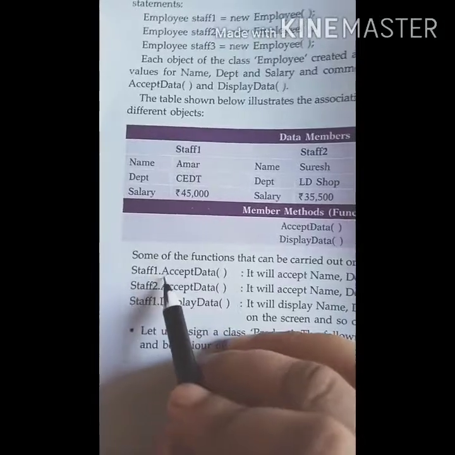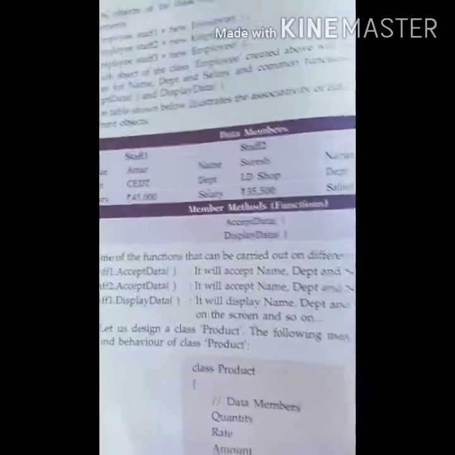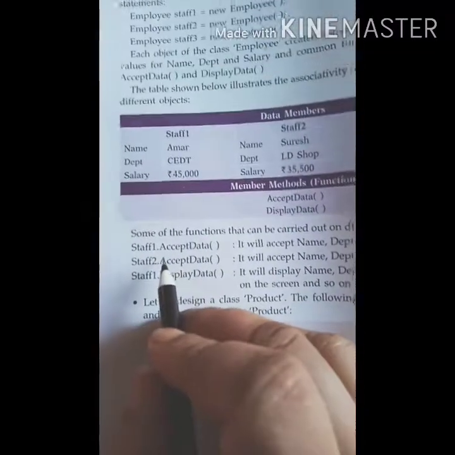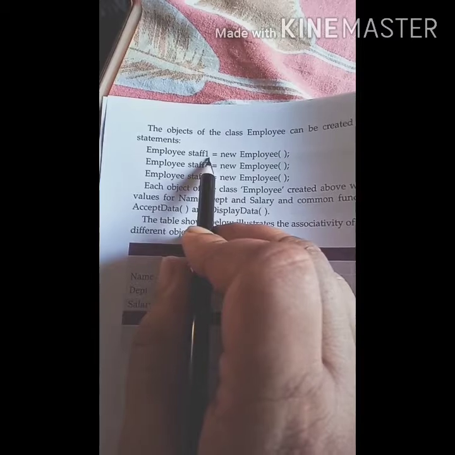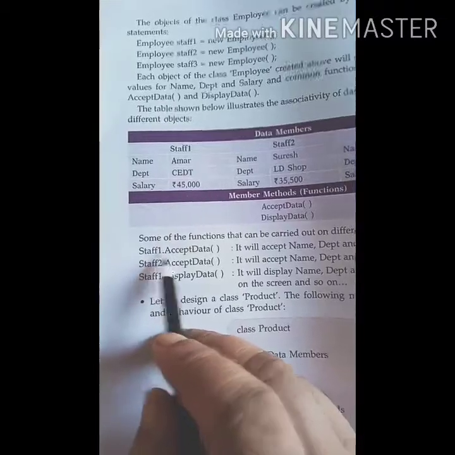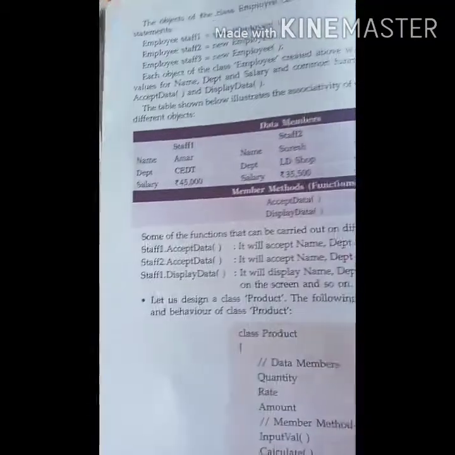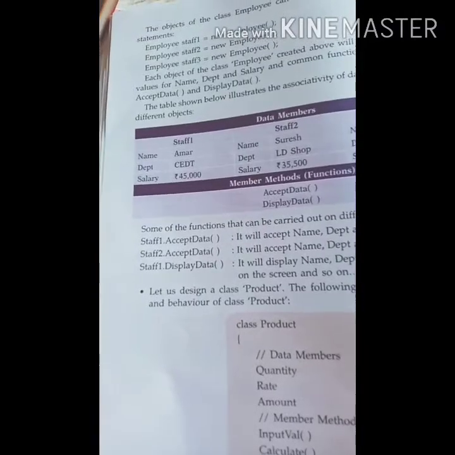So we will learn how to call staff1 dot accept data. So it will call the data. The staff1 object is created in the class Employee. Then we are calling the object staff1 dot accept data. So in the accept data, all staff1 data members will be accepted.